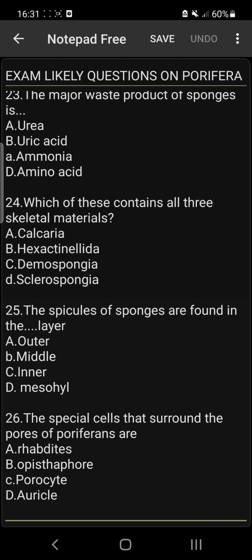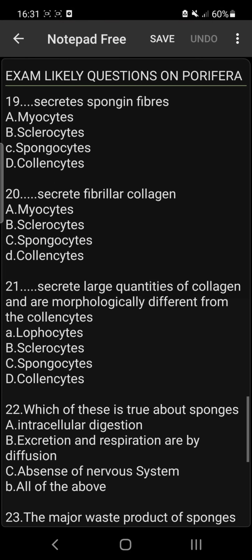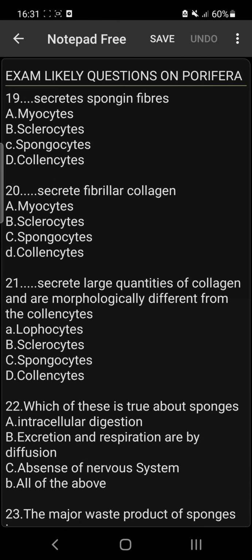26, which is the last question. The special cells that surround the pores of poriferans are called porocytes. The porocytes are these specialized cells that surround the pores of poriferans. What are pores? Pores are like openings. That's why they are called sponges. All right, water can actually pass through their body surface. All right, so please take note that the archaeocyte is actually differentiated into colencyte, spongocyte, sclerocyte, and lymphocyte.